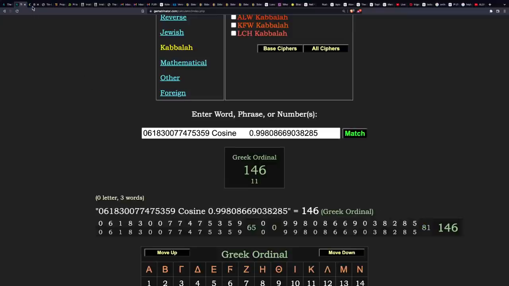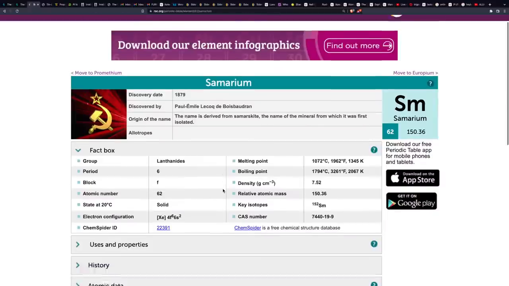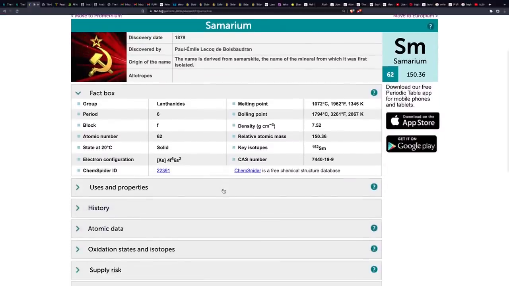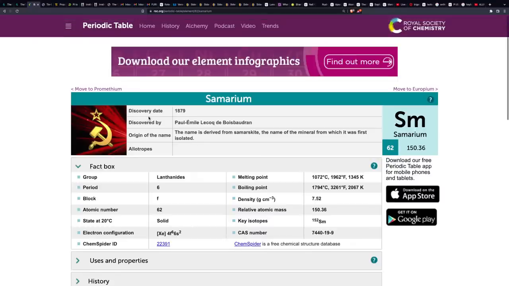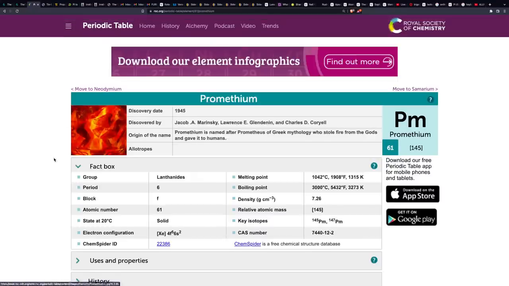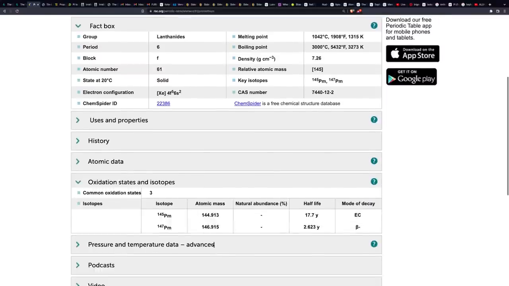But the 146, what's the 146 tied to on the periodic table? It's going to be in between these two. This one I feel is going to be the biggest standout, samarium. Samarium is going to lead to pi. There's the 146 right there. You're also going to get a bleed over. Again, these elements bleed into one another, so you're going to get promethium, the 145. It's going to be the 146, which is going to be the 147.